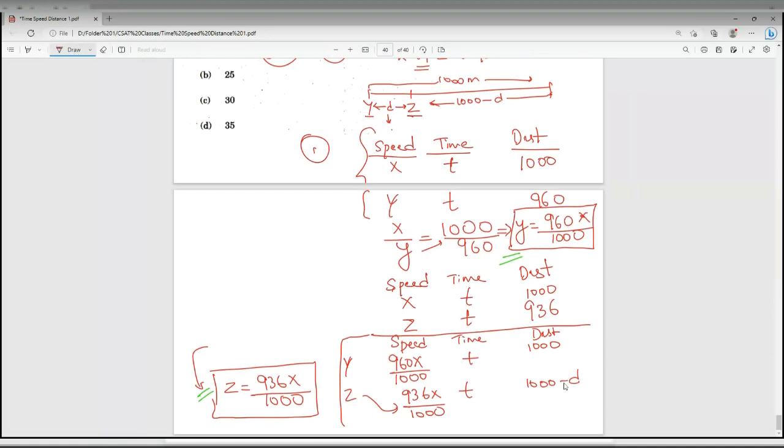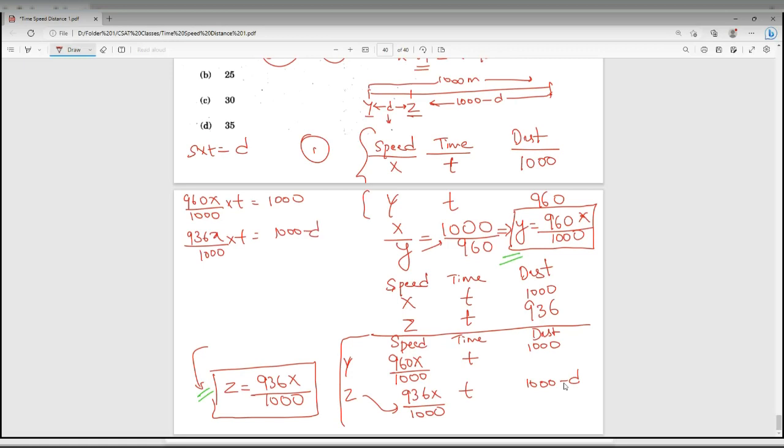So we have got this from here. Here we know that speed into time is equal to distance. So we have this 960 x by 1000 into t is equal to 1000. And then 936 x by 1000 into t is equal to 1000 minus d.